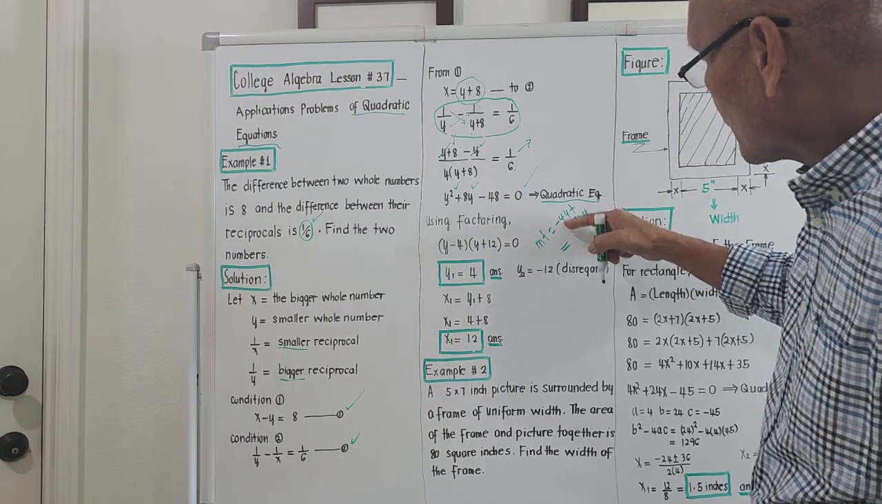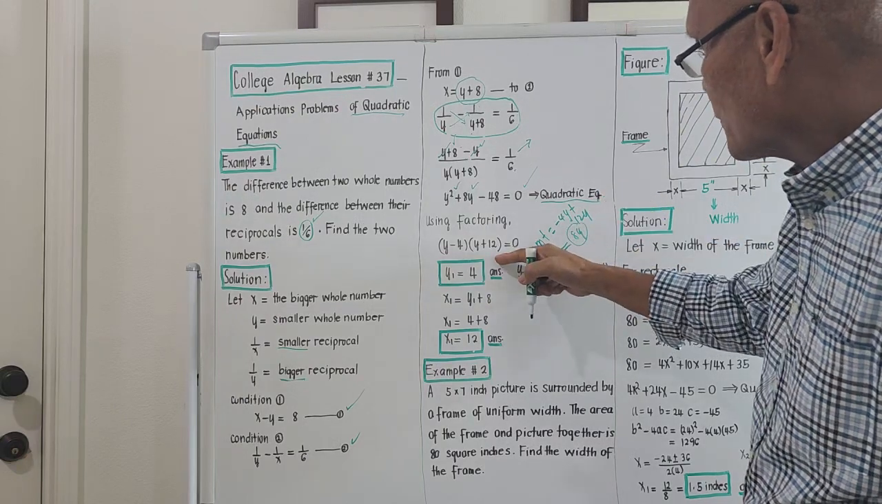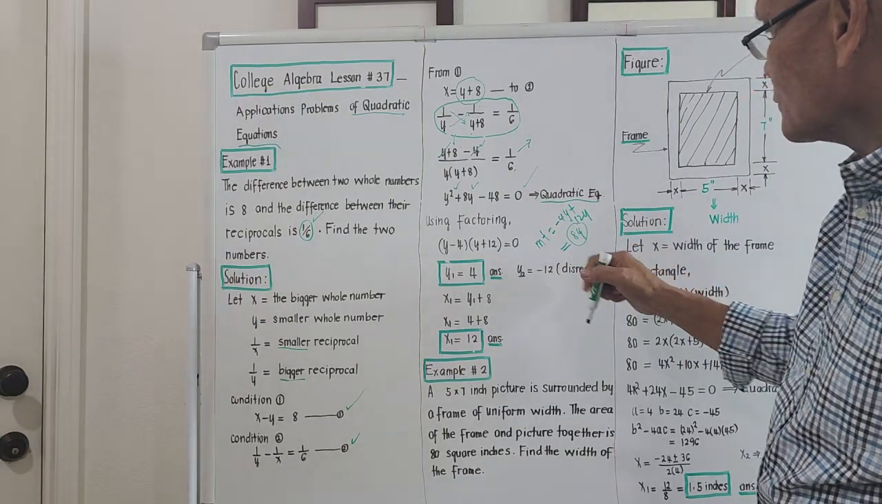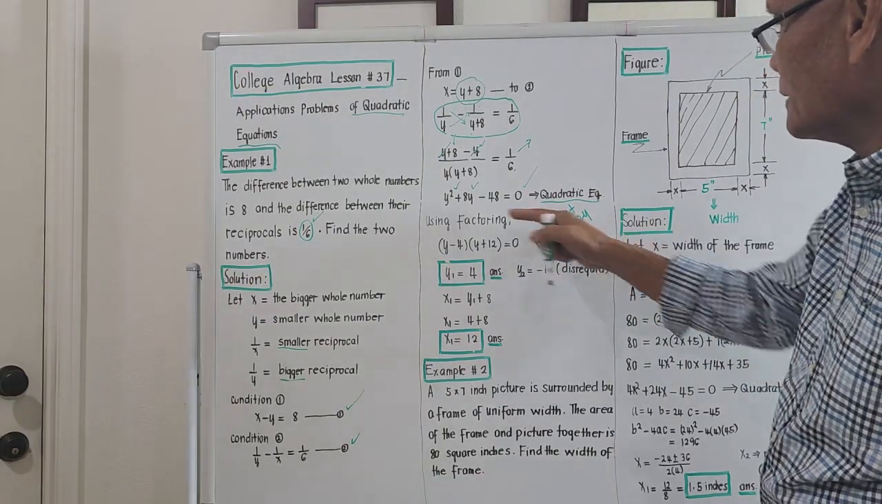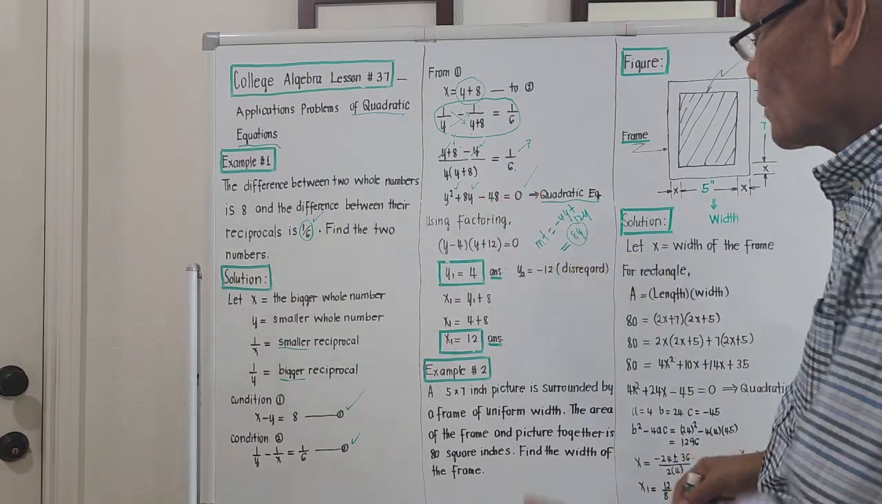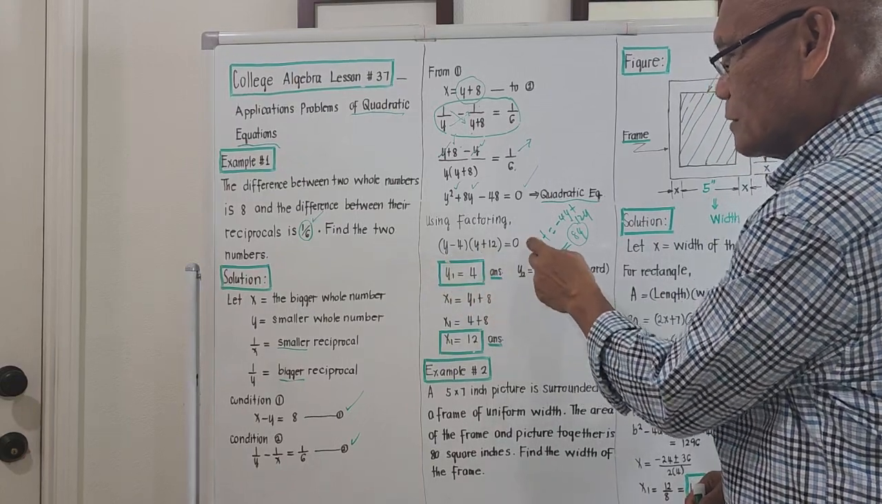Combining, minus 4y plus 12y is 8y. So with this combination of binomial factors, it came out after the verification that the value of the middle term is 8y. Okay? So the correct binomial factors will be the binomial y minus 4 times y plus 12, and this should be equal to 0.